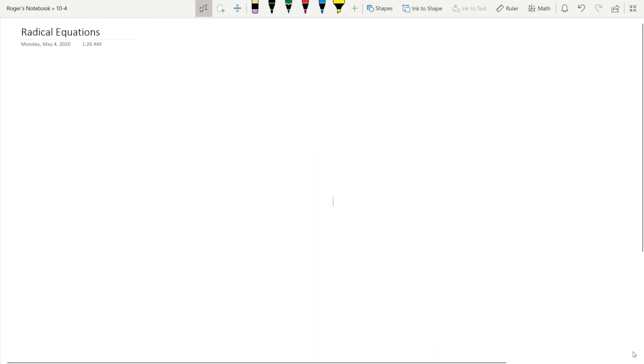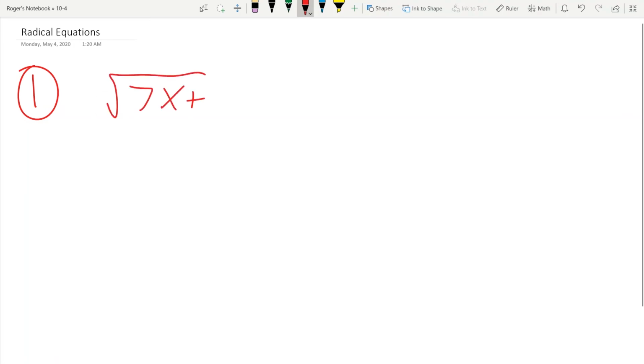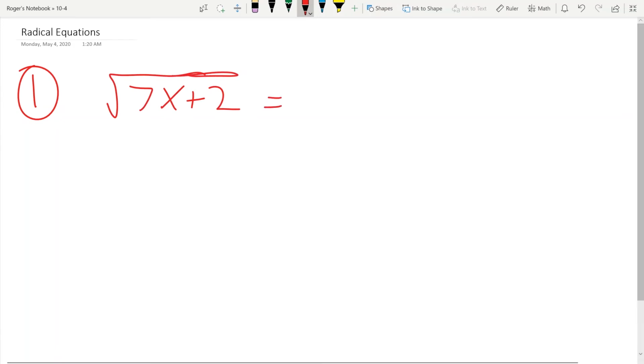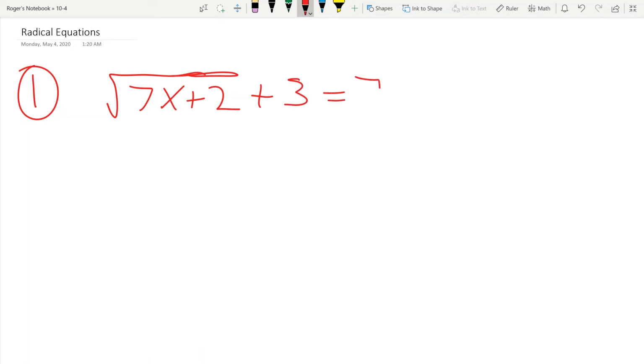Okay, so radical equations. I think the easiest way to go about this is just to show you examples. So we're going to start with our first example here. Okay, the equation we're going to be dealing with is the square root of 7x plus 2 plus 3 equals 7. Square root of 7x plus 2 plus 3 is equal to 7.